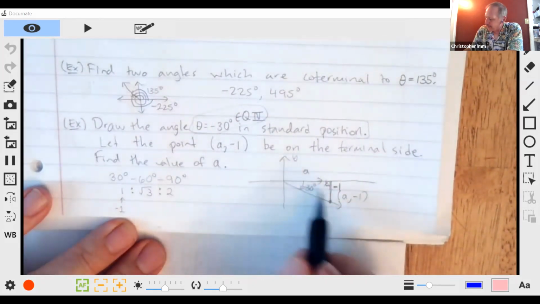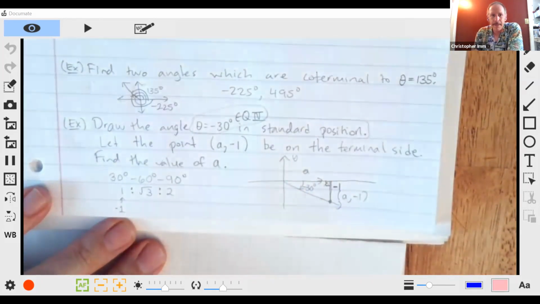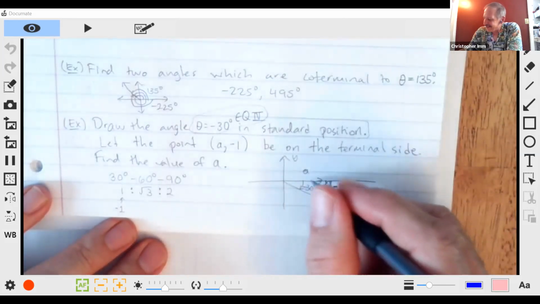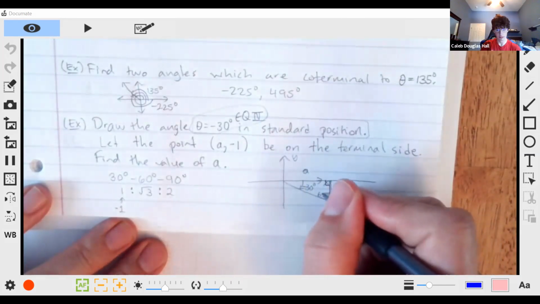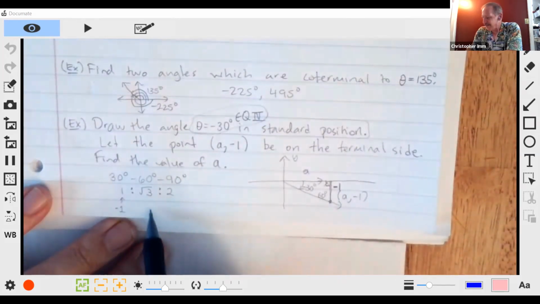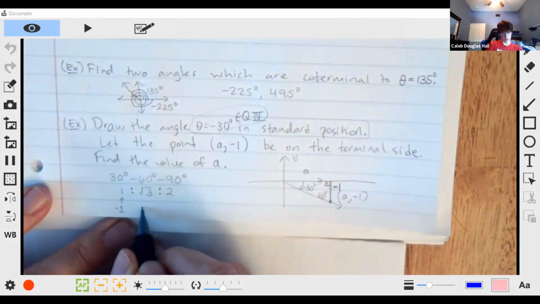So what is a going to be? A is across from which angle? Caleb. A is across from the 60-degree angle. It is. And so if this is 1, what is the one across from the 60? 1 lines up with 1, so what's lining up with that? Would it be negative radical 3? Okay.